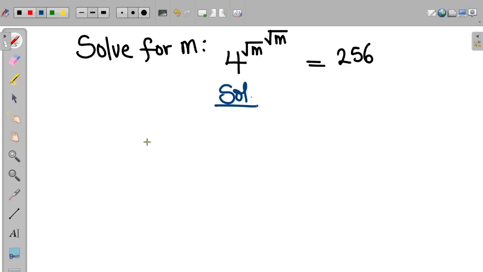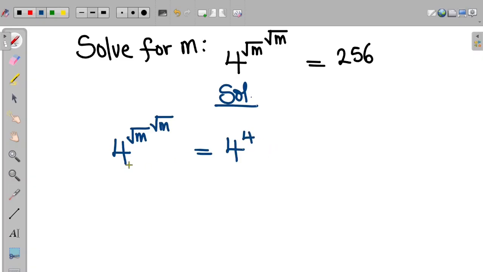So at this point, our focus will be on the right hand side. Let us see how we can express 256 in the power of base 4. So we have that 4 to the power of root m to the power of root m is equal to, at this point, 4 to the power of 4.